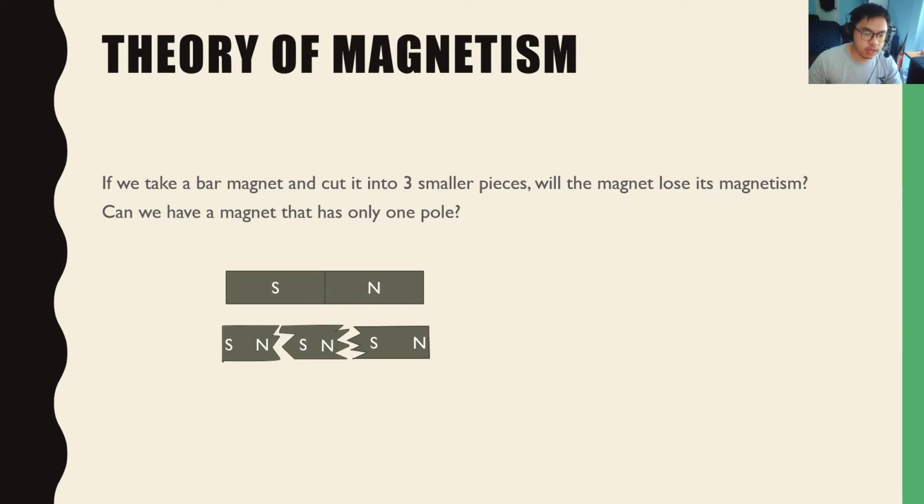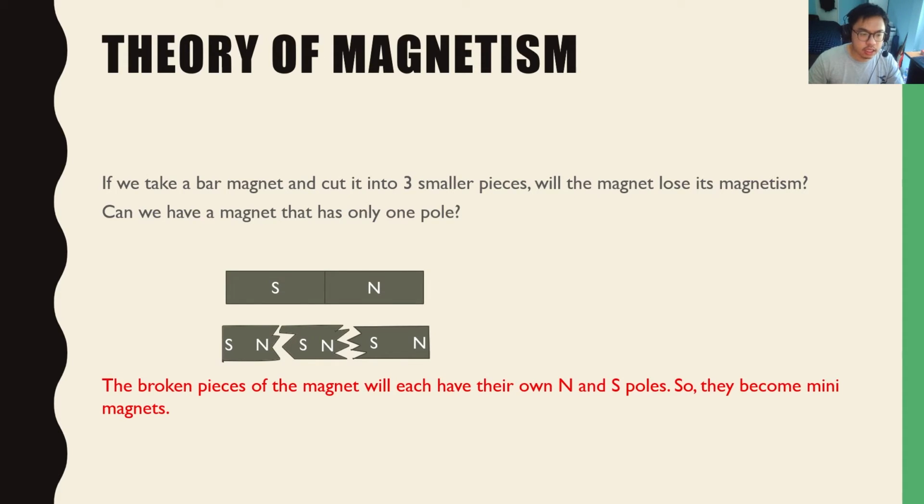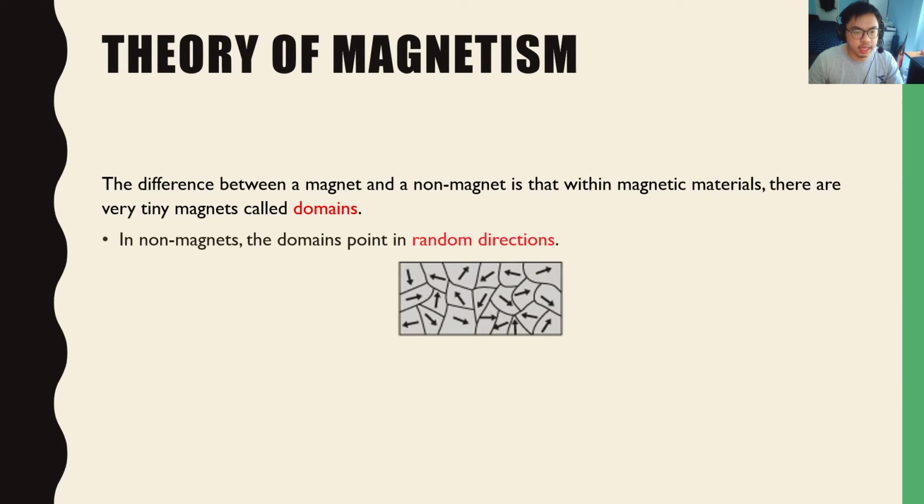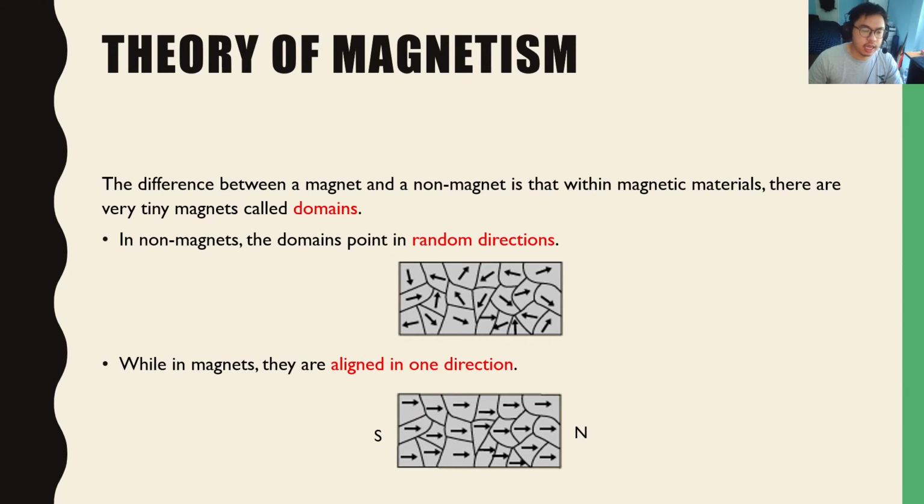So here's the magnet. You cut it into 3 pieces. What's going to happen is that you have 3 smaller magnets. The broken pieces of the magnet will each have their own north and south poles, so they become mini magnets. The difference between a magnet and a non-magnet is that within magnetic materials, there are very tiny magnets called domains. In non-magnets, the domains point in random directions, while in magnets, they are aligned in one direction.